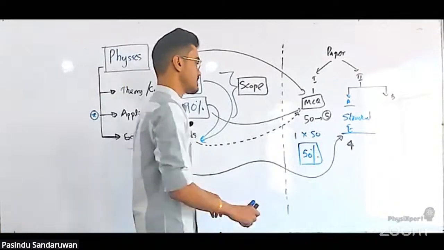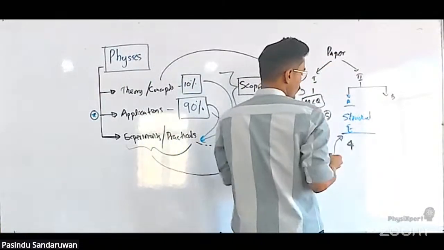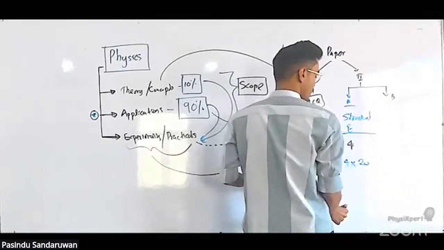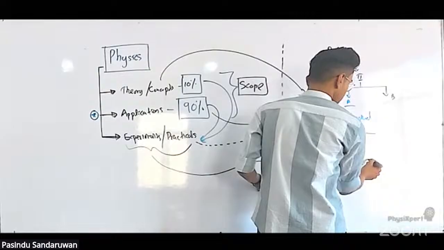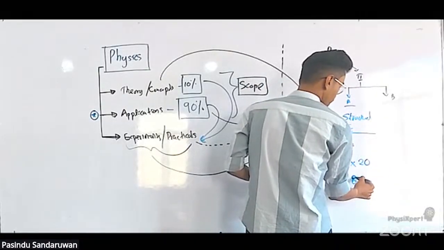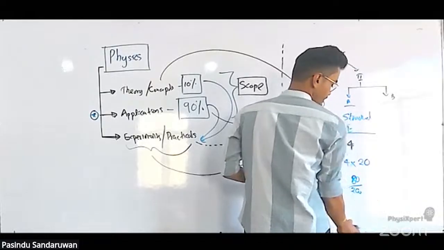All four structured essays are from experiments, and one structured essay carries 20 marks out of 200. That makes 80 out of 200, right?